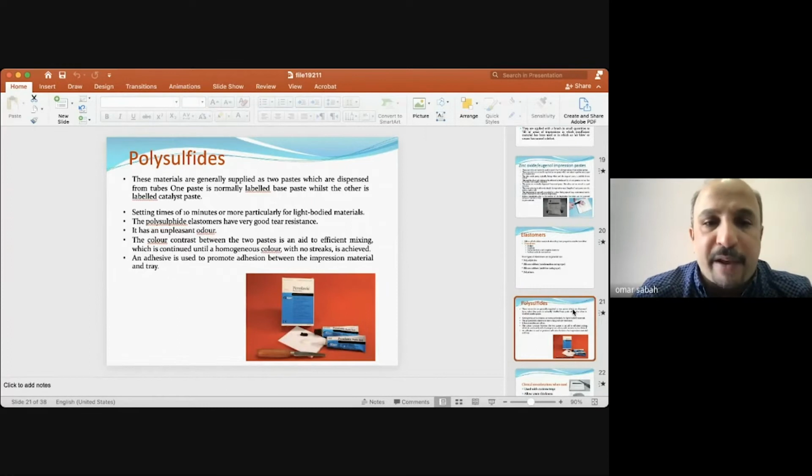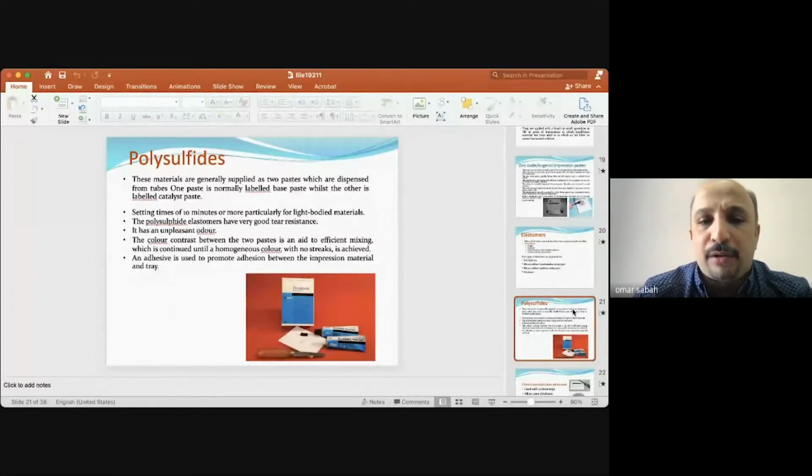The polysulfide elastomer has very good tearing resistance. For this reason, if the patient has undercuts, you can use it. It has an unpleasant odor, so you can add some materials to it to get a good odor for patients.